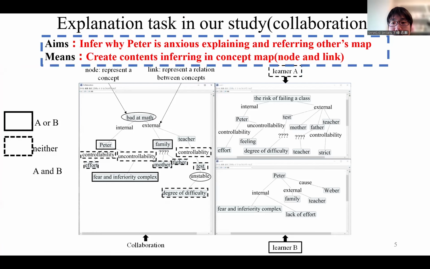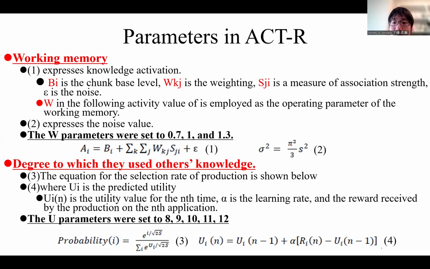In collaborative learning using concept maps, learners create concept maps collaboratively. Learners refer to the concept map drawn by each other on the right side and explain their thoughts and knowledge to each other on the left side to draw the concept map. We manipulate knowledge activation and the degree to which they use others' knowledge.